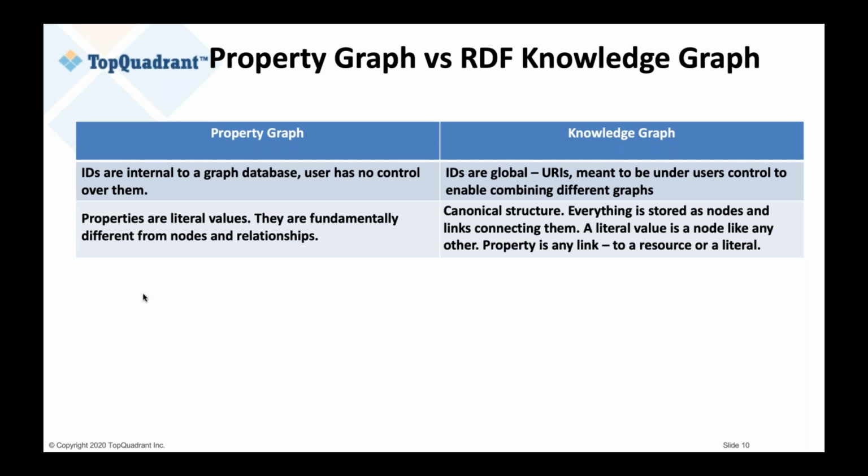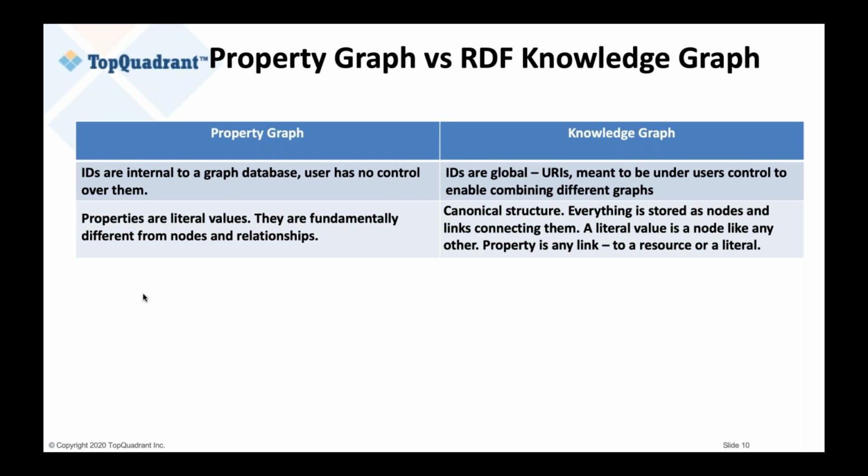And then another very important difference is in the structure of the graph. So with property graphs, the properties are key value pairs, which are literal values. They're stored, and they are fundamentally different from nodes and relationships. So it's another data structure that stores them, yet another data structure that stores types. In the case of RDF knowledge graph, you've got a pretty canonical structure. Everything is stored as a node, and then with links connecting them, irrespective of what it is.